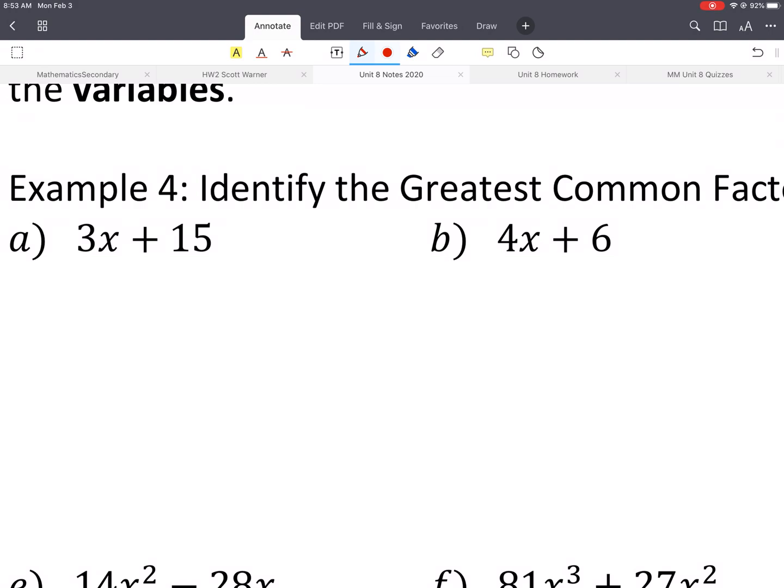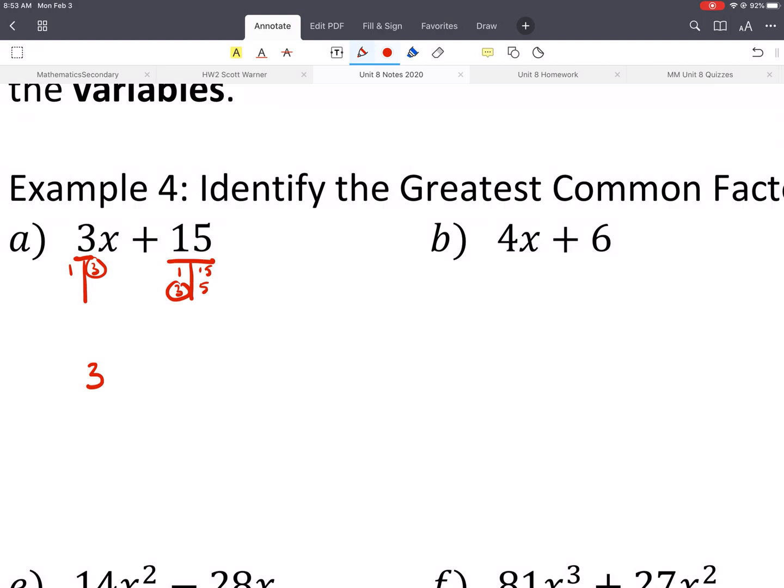All right, so the greatest common factor, let's start by looking at the numbers. What's the greatest common factor for 3 and 15? If you want to, you could do that thing that we were doing at the very beginning. You could do 1 and 3, and that would be all. 2 doesn't go into it. And then for 15, you could do 1 and 15, and 3 and 5. So the greatest common factor here would be 3.